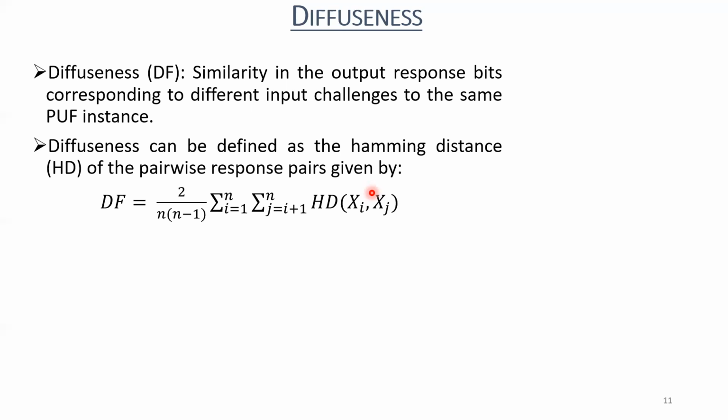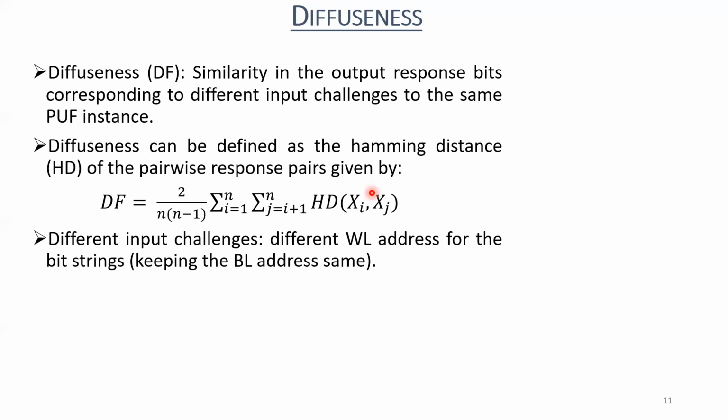So Hamming distance basically tells you the number of places where your bit 0 has been replaced by 1, or your bit 1 has been replaced by 0. If this is 50% of the total number of bits, then you can say that my response bit stream is completely independent of your other response bit stream.